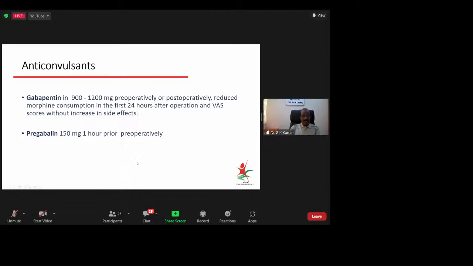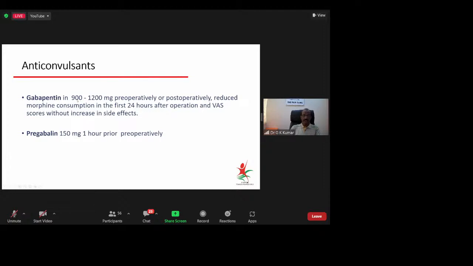The next common drug used is the anticonvulsant, but the dose which is administered is very high: 900 milligram, 1200 milligram preoperatively. It doesn't last more than 24 hours because it is given as a single dose. We cannot administer these drugs postoperatively also, so many limitations are there, and it has severe hangover and sedative side effects.